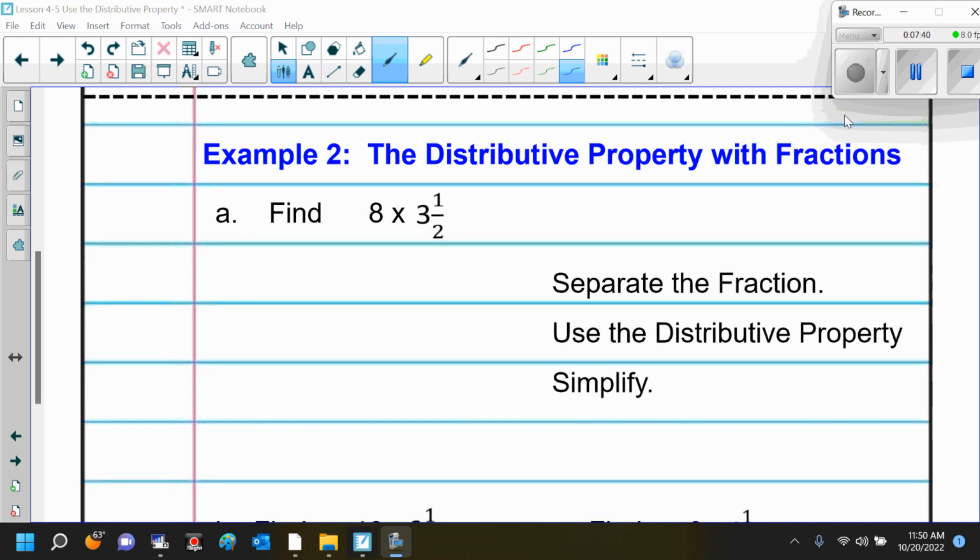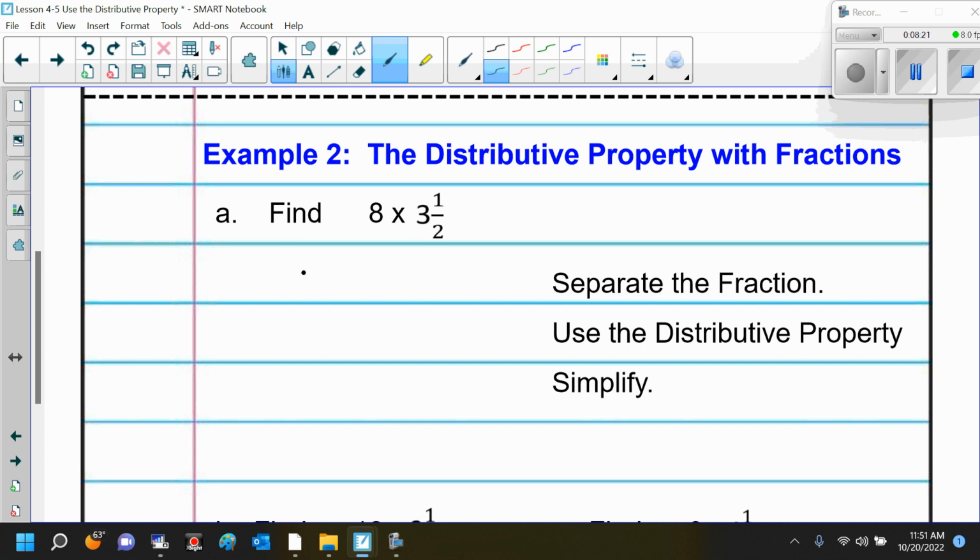All right, so example 2 is the distributive property with fractions. And it's the same thing, okay? We're just going to split up, just like we did with the 85, where we split it up into 80 plus 5, we're going to split up the fraction into the whole number and the fractional part, okay? So here we have 8 times 3 1/2. So the first thing we're going to do is separate the fraction. Please make sure you write down the little hints over here on the side, okay, in your notes. So we're going to separate the fraction.